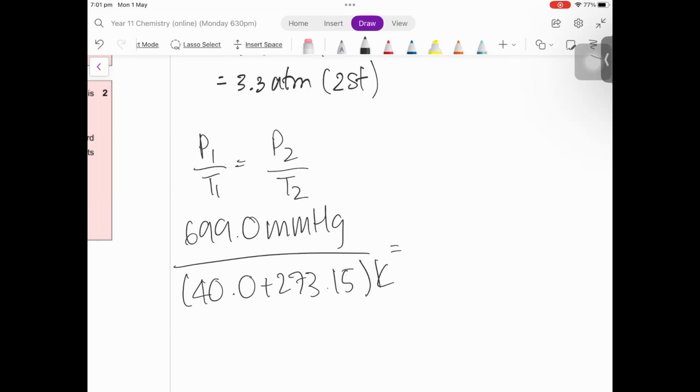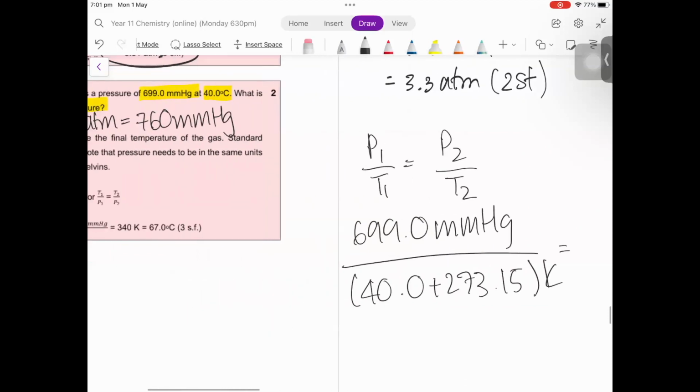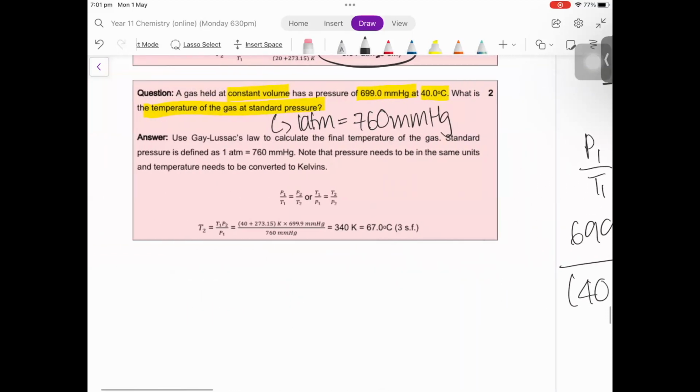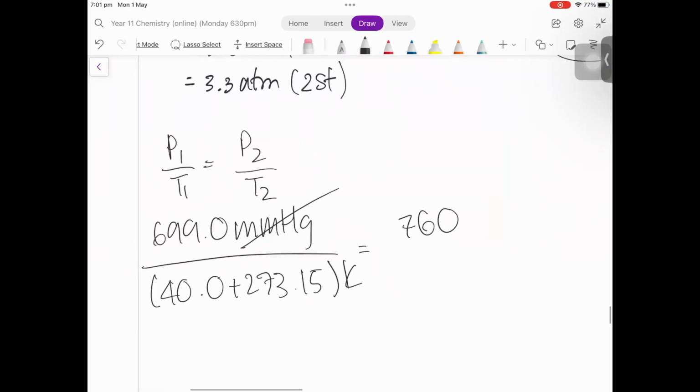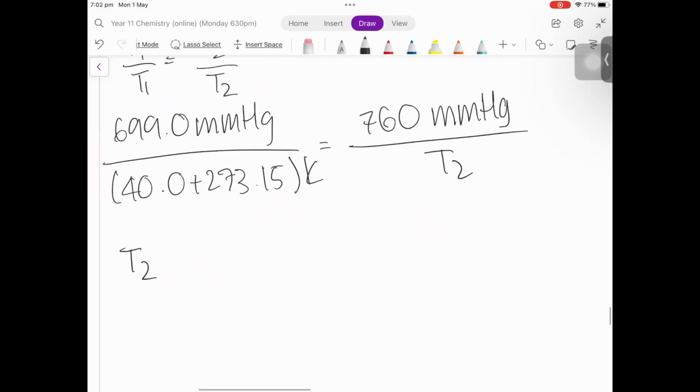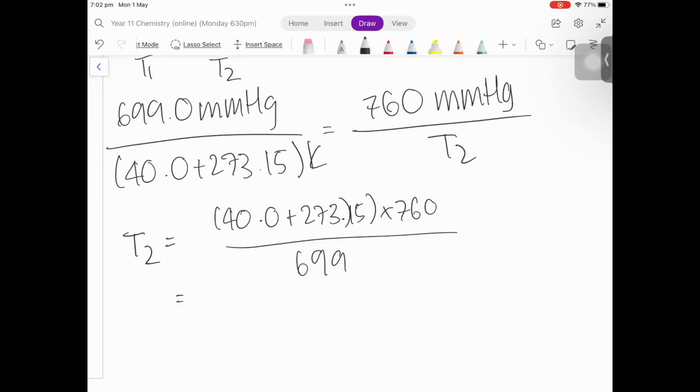760. Okay, so I need to have it in the same units because otherwise I won't be able to cancel it out later. So I need to have this as 760 millimeters of mercury, and then I'm looking for T2. So what's my equation now? How do I look for T2? That would be 340.4778. And what units is this in?